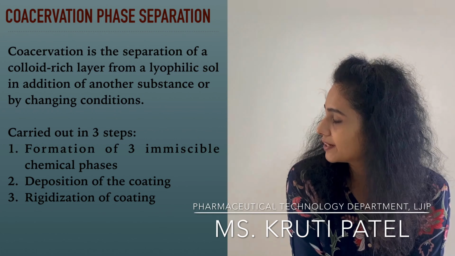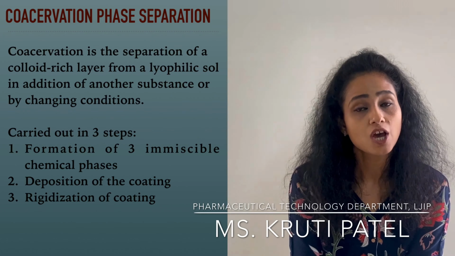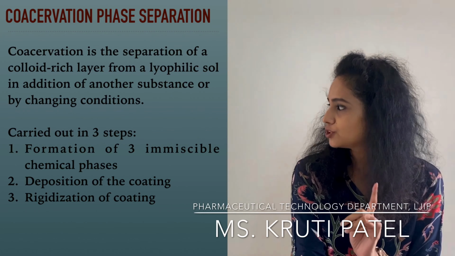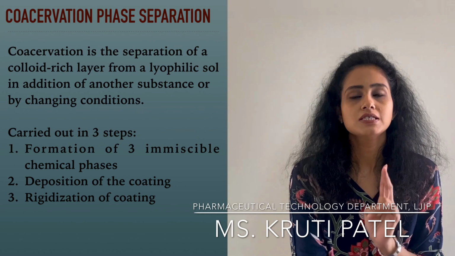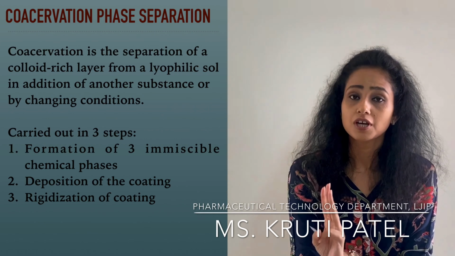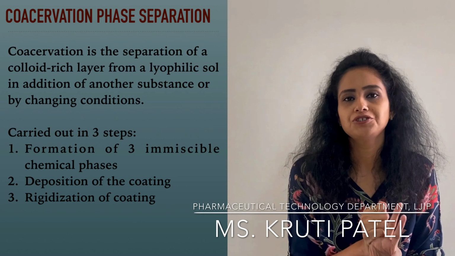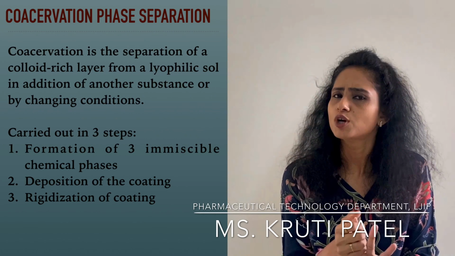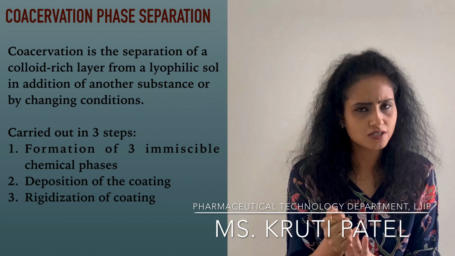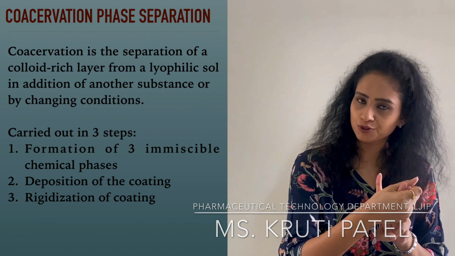So yes, if we look at the steps of coacervation phase separation, then there are 3 steps. First is formation of 3 immiscible phases. Second is deposition of coating layer, and third is rigidization. These are the 3 steps. What is this formation of 3 immiscible phases? That we will be learning afterwards. But let's understand these 2 terms first.